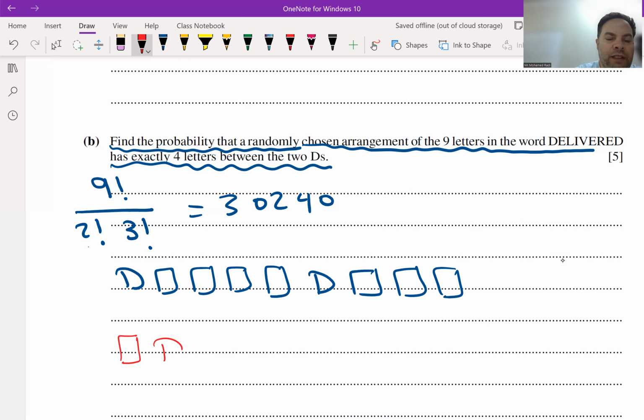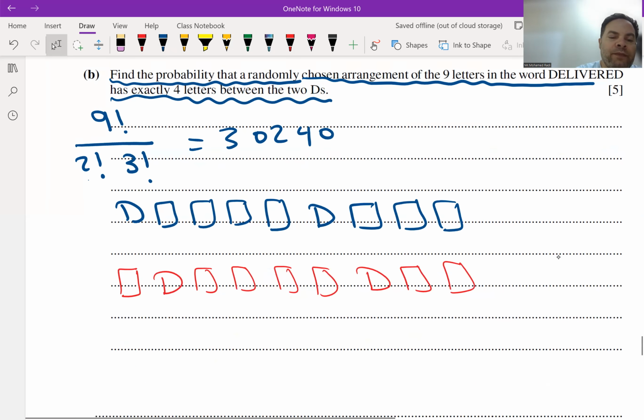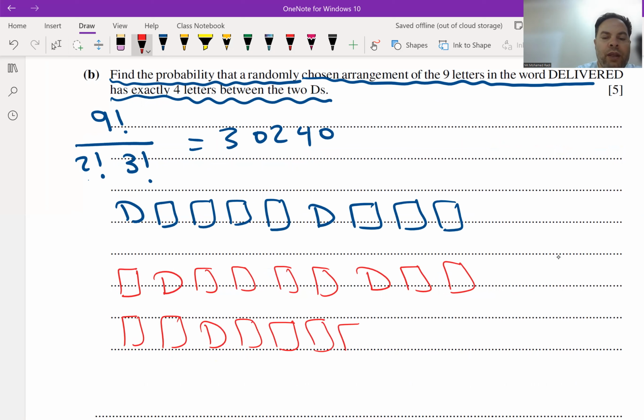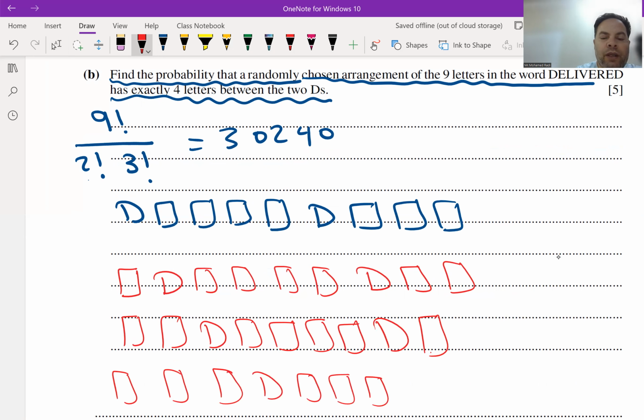Then we have here D, 1, 2, 3, 4, then letter D, then 2 left. Repeat again, we have a space, then D, 1, 2, 3, 4, then letter D, then 1 left. The last case, 1, 2, 3, letter D, 1, 2, 3, 4, then letter D. We have now 4 cases.